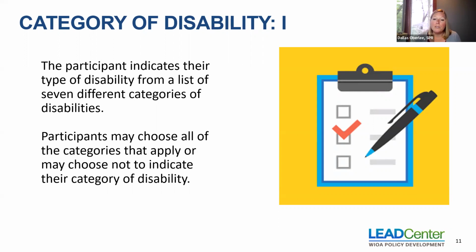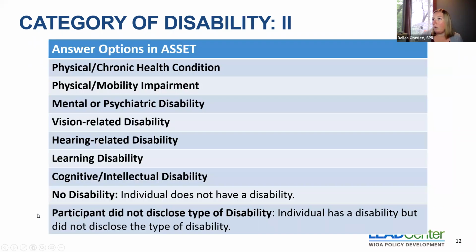It's important that the customer self-reports and that staff don't make assumptions about what the disability may be. For example, if a career coach or case manager observes a customer coming in a wheelchair, they should not automatically select physical or mobility impairment unless that customer states that they have an impairment related to mobility. On the next slide, we'll go over what the 7 categories are. Again, they can pick multiple ones of these.